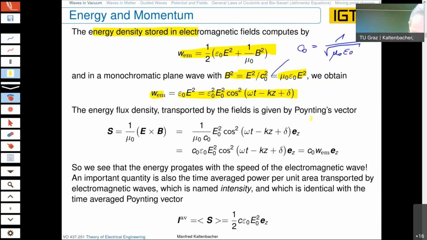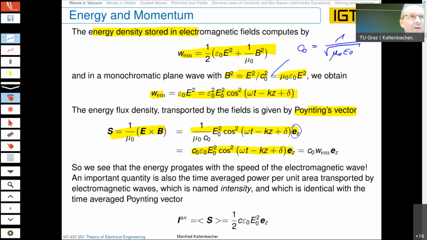Our Poynting vector is now written here with the electric field E and the magnetic field B. We have the scaling with 1 over the permeability, as you see, which can be written in this form, since we have this nice relation between B0 and E0 over the speed of the electromagnetic wave. So we get this relation.